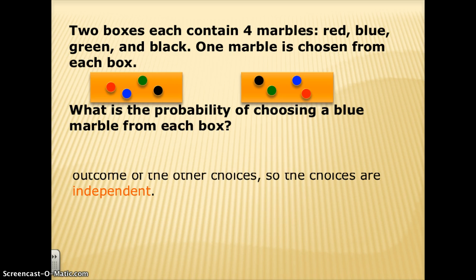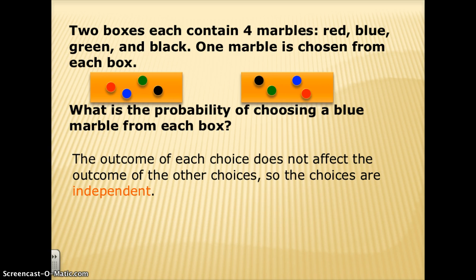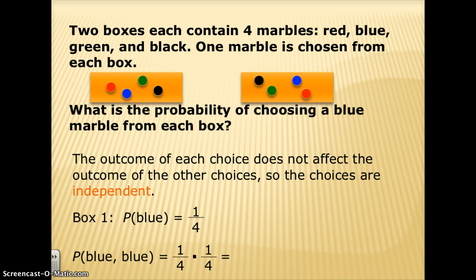So from the first box, our probability would be 1 out of 4. From the second box, our probability would be 1 out of 4. These are independent of each other because they are separate boxes. So we take our probability of a blue from box 1, our probability of a blue from box 2, and we multiply them together. 1/4 times 1/4. So our probability of getting 1 blue from each box would be 1/16. 0.0625 is a decimal, or 6.25% as a percent.